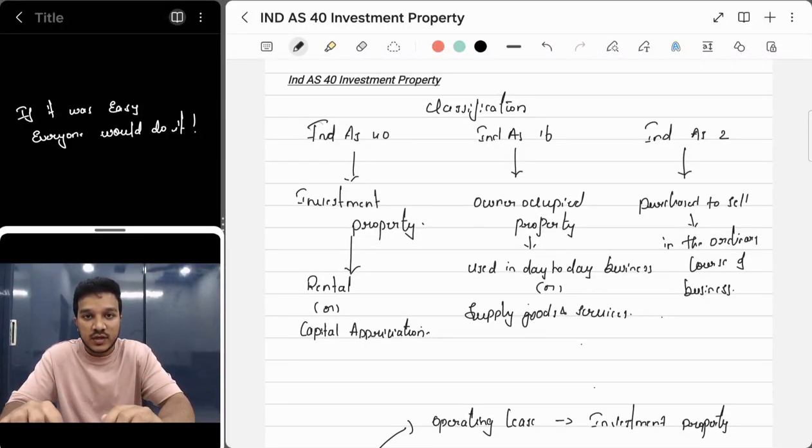Today's class is all about investment property, Ind-AS 40. So we are starting off with the FR revision series. This will definitely help you for the November exams. So without wasting any more time, let's get started.